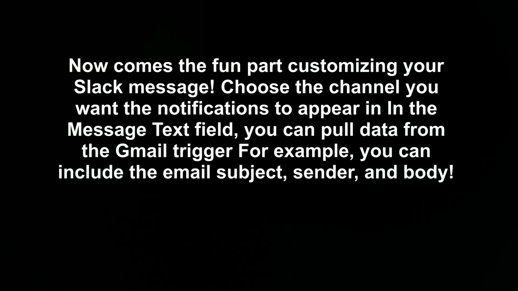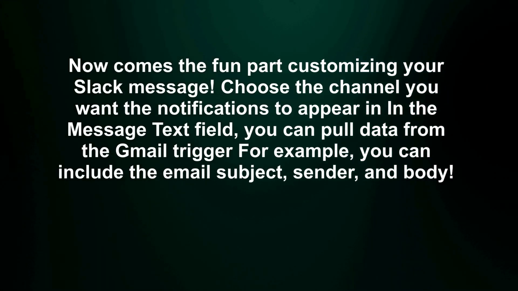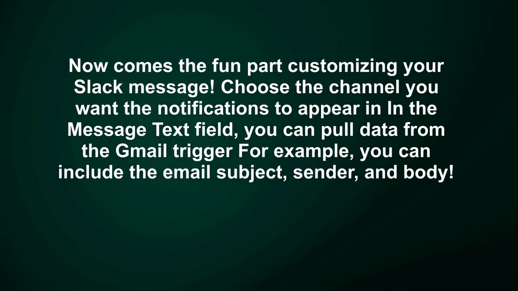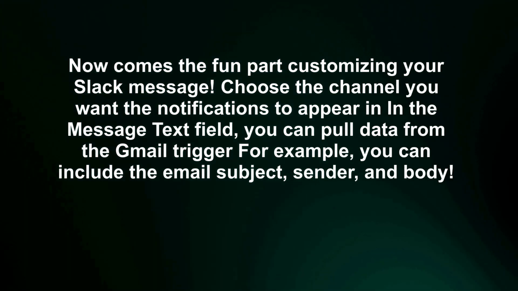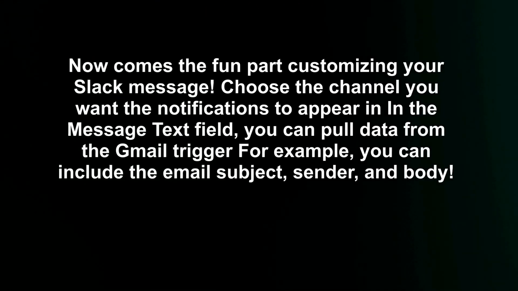Now comes the fun part, customizing your Slack message. Choose the channel you want the notifications to appear in. In the message text field, you can pull data from the Gmail trigger. For example, you can include the email subject, sender, and body.